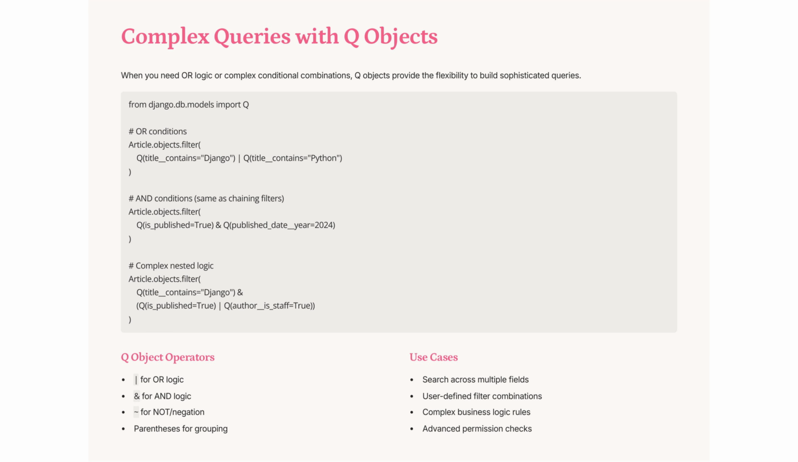Q objects in Django allow for complex query logic, enabling OR conditions with the pipe key, AND with the ampersand key, and NOT with the tilde key. They support nested logic using parentheses, ideal for searching across multiple fields, user-defined filters, and advanced permission checks. For instance, filter articles containing Django or Python or those published in 2024.